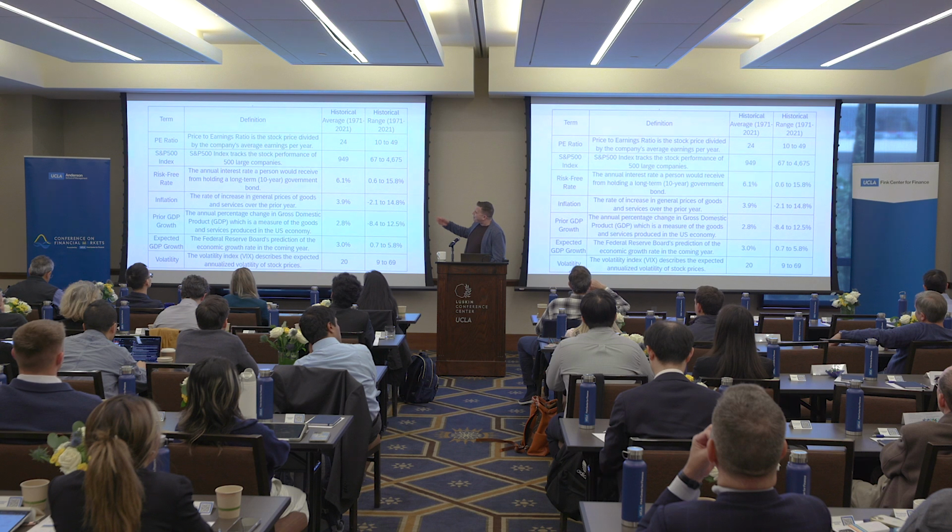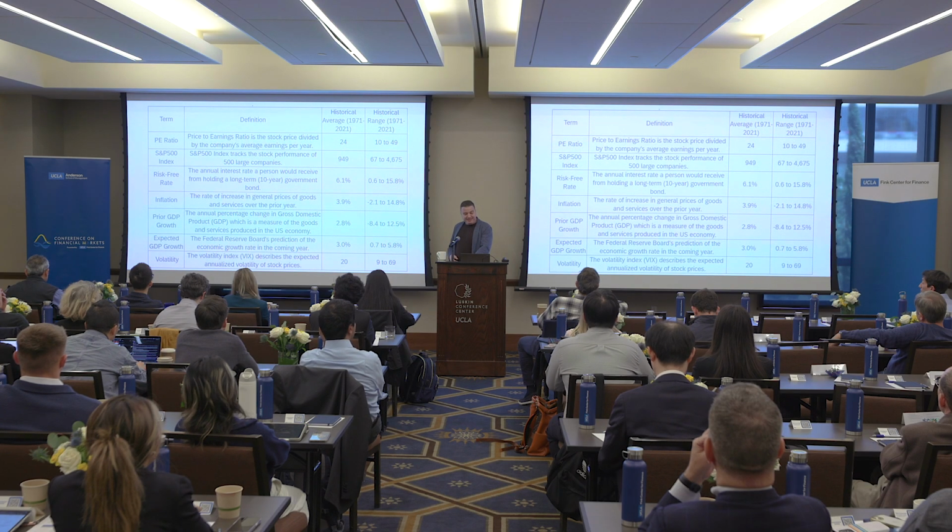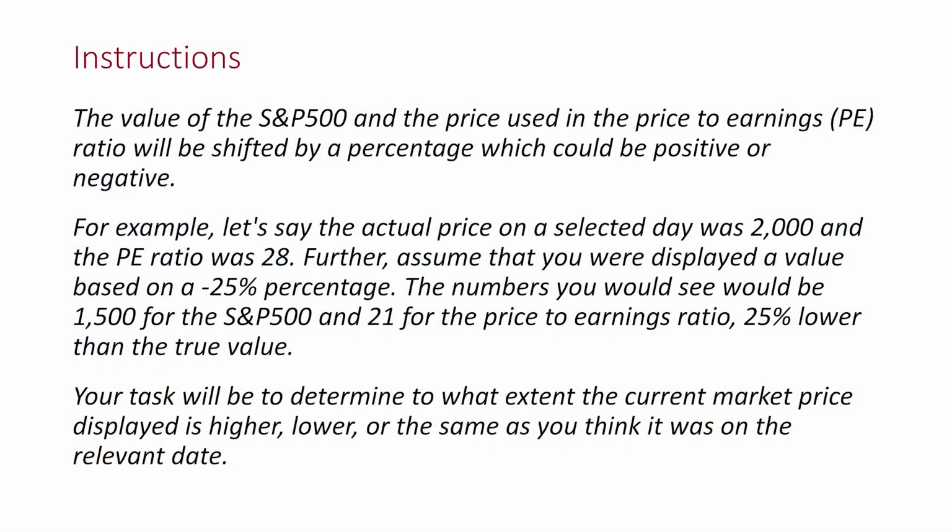We asked comprehension checks to make sure they understood the relevant economic concepts. And that's kind of how we set things up. This is the reference table we provided. So you can see we've got a variable, we've got the definitions, we've got the historical average in that period, and we've got the historical range. And then people had access to that, and the instructions were pretty straightforward.